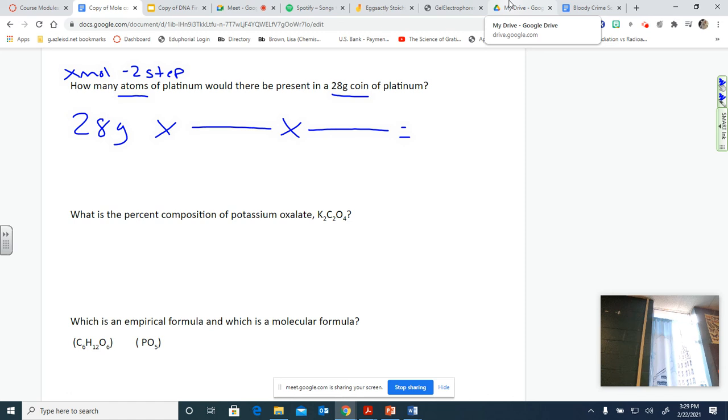Just like last time, whatever is here must go on bottom. Something has always been to what? Grams to what? What's going to go on top? Moles. Moles is always a part of it. Atoms will be there eventually, because that's what we're trying to get to. But it's always something to a mole. So if you haven't put mole yet, then that's what goes there.